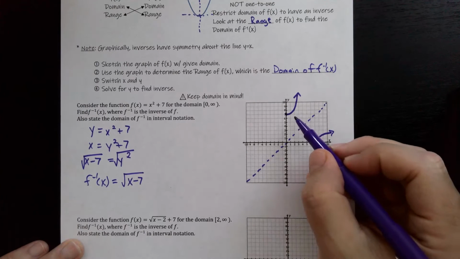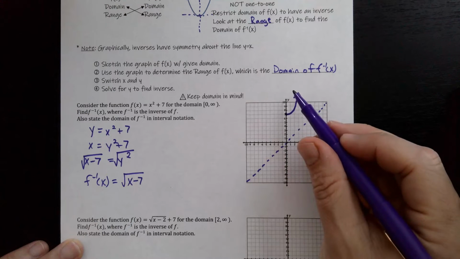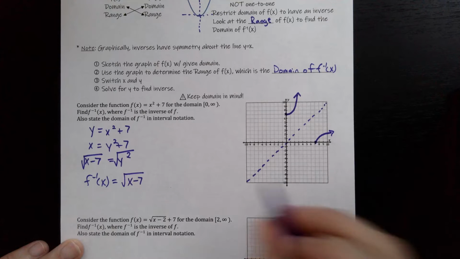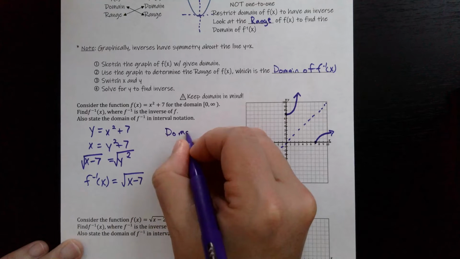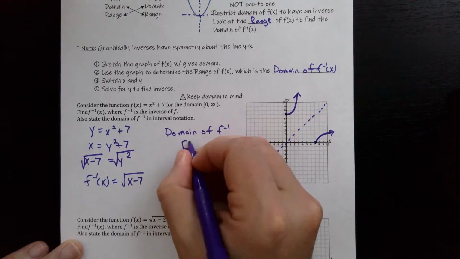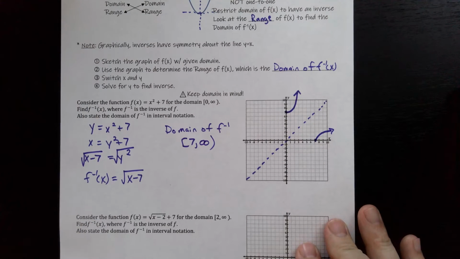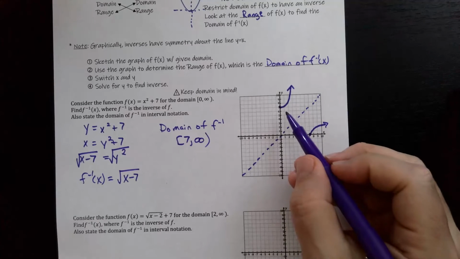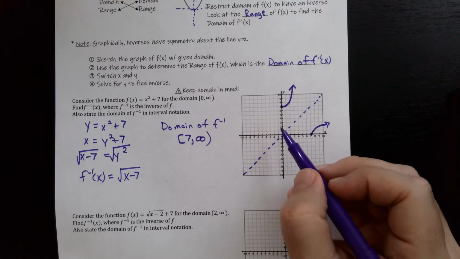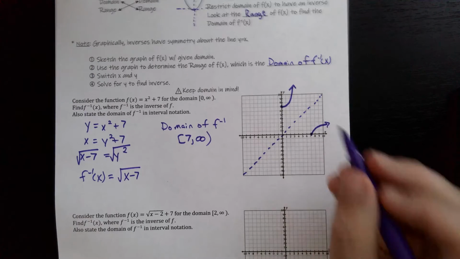It says to state the domain of this one. Now we can look at the range of the original function, the range being the y values, so it goes from 7 to infinity, which means the domain of this inverse function is also from 7 to infinity. So the domain of f inverse is from 7 to infinity. Likewise, if we wanted to look at the range, we could look at the domain of the original function, which goes from 0 to infinity, so the range of the inverse function is also going to be 0 to infinity.